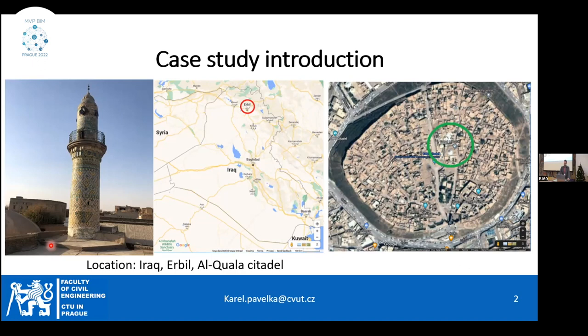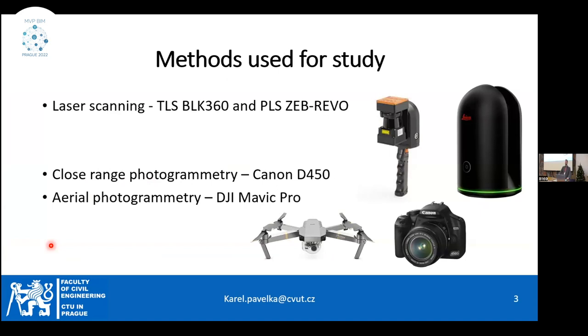So this is the method and the devices we used in this study. For laser scanning, we use the BLK360. It's a compact one-button laser scanner. And the other laser scanner is the ZEB Revo, which looks like a handle. You can see it here, and it works with SLAM technology, so you can go from outside to inside, and it gives really good base data for the vectorization and the plans. For close-range photogrammetry, we use a normal Canon camera. And for aerial photogrammetry, as I said, we use the DJI Mavic Pro.